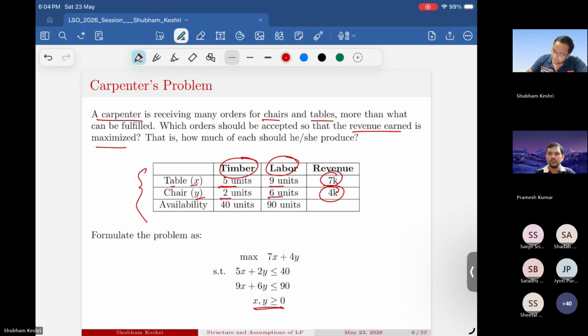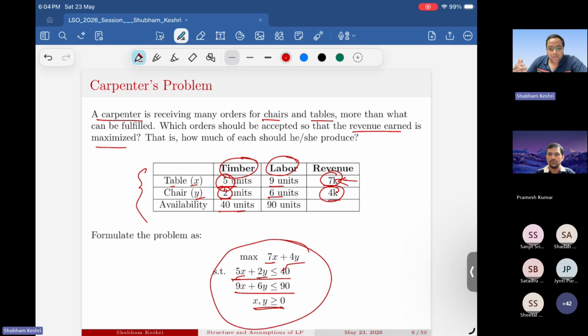The quantity of timber utilized for producing X tables and Y chairs will be 5X plus 2Y, and the availability is 40 units. This is the first constraint. A similar constraint will be there for the labor requirement. The objective is to maximize the revenue. For each table, the carpenter gets 7,000, so it is 7X, and for each chair he gets 4,000, so it is 4Y. This is the formulation of the problem, and it is a linear programming formulation.